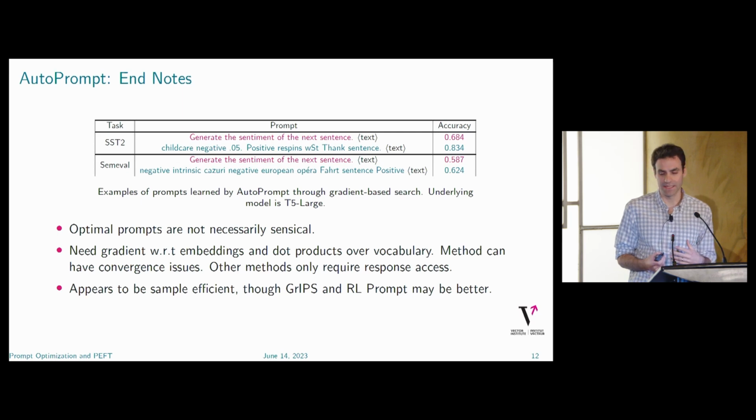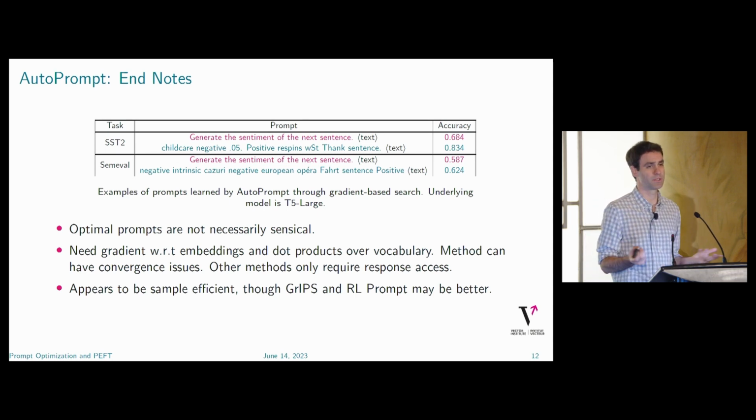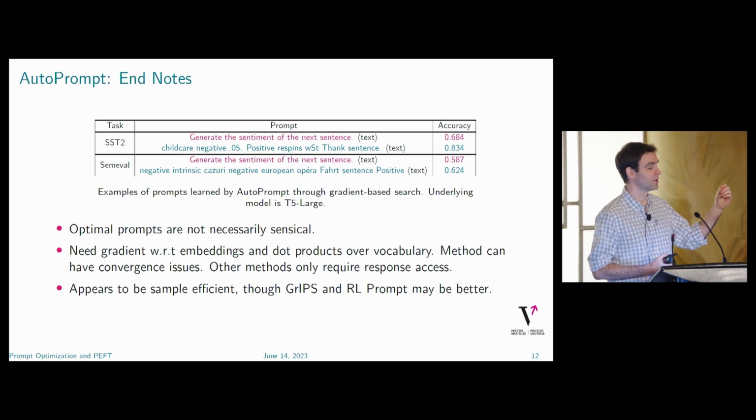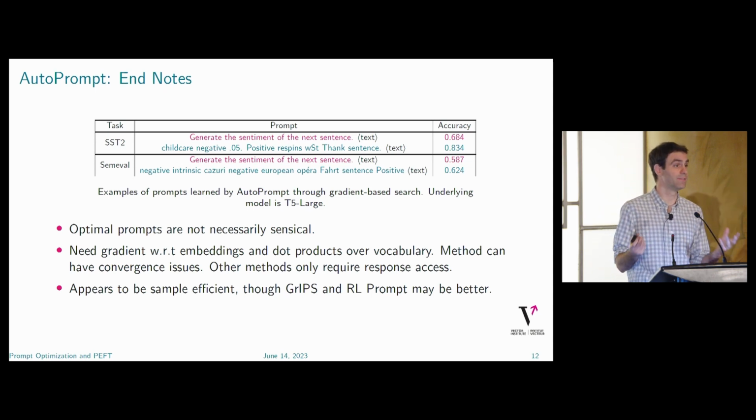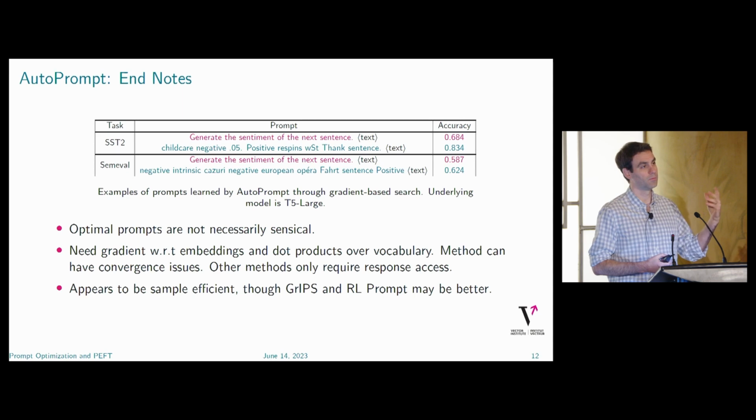This method needs gradients with respect to the model. You also need to take dot products over the vocabulary, as I talked about. And the method can sometimes have convergence issues because you're doing a first-order approximation in your token manipulation. Other methods don't need these types of things, so GrIPS or RLPrompt can do this and are very competitive with AutoPrompt, with data efficiency and that sort of thing, without needing model access. So those are really interesting.